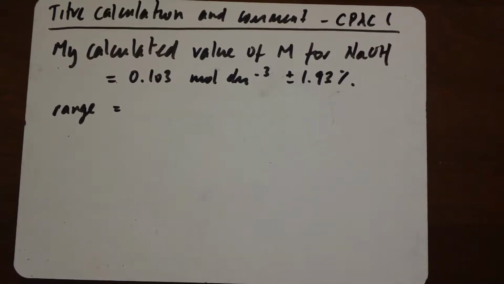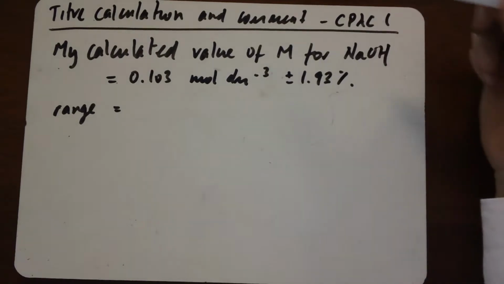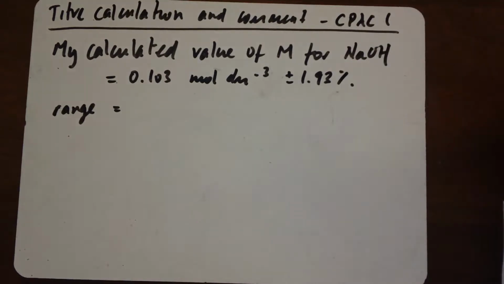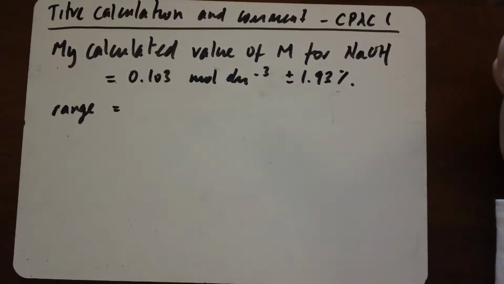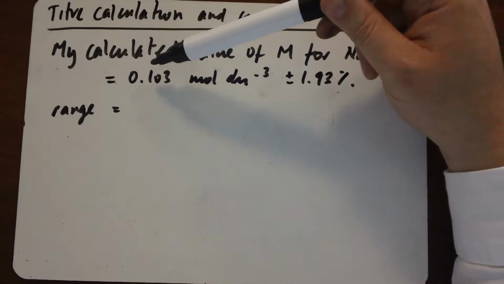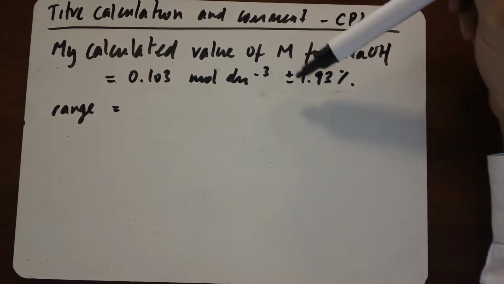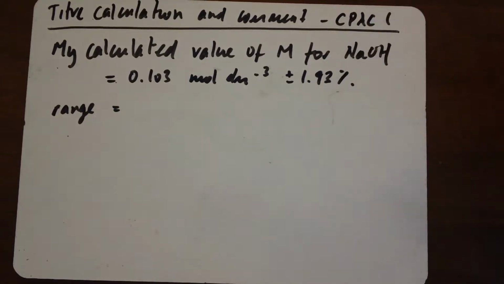Okay, so we've just calculated the total percentage uncertainties for our experiment in CPAC 1. What you'll then need to do is a calculation to find out the unknown concentration of sodium hydroxide based on your solution of sodium hydrogen sulfate. When I did the calculation, I found a concentration of 0.103 moles per decimeter cubed with an associated percentage uncertainty of plus or minus 1.93%, because I used the first method, the titrating method.